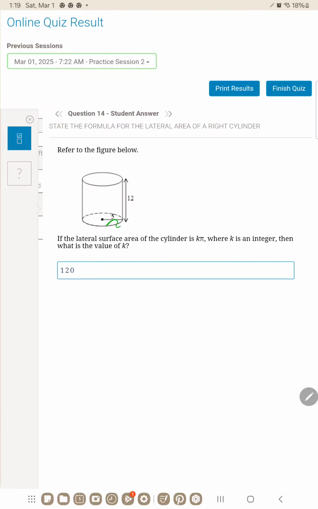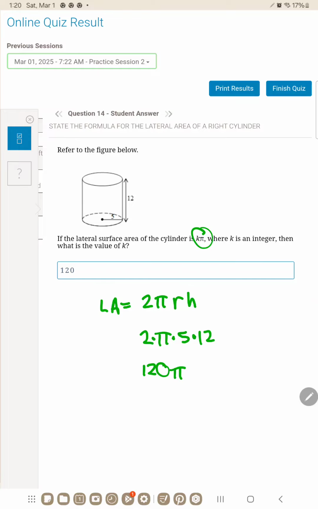Here, if the lateral surface area is k pi, what is k? They want the lateral surface area, so lateral area of a cylinder is 2 pi r h. 2 is 2, pi is pi, r is 5, h is 12. So it's 120 pi. And that's it. Moving on.